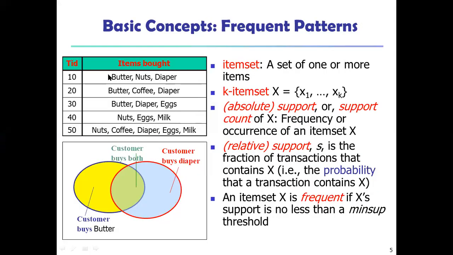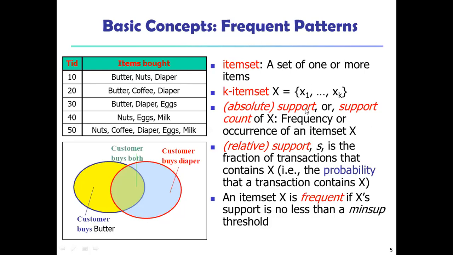For example, there is a data set with 5 transaction IDs, and the items are listed in this table. Now, what is an item set? A set of one or more items. A k-item set is a set with k number of items in it. Then there are two important terms, support and confidence.